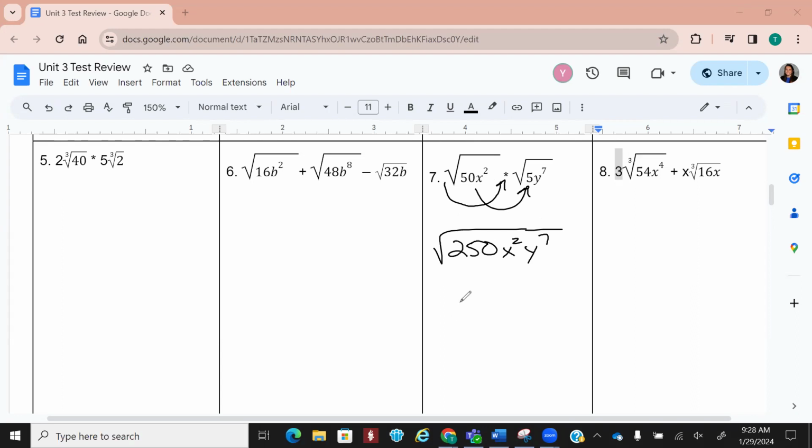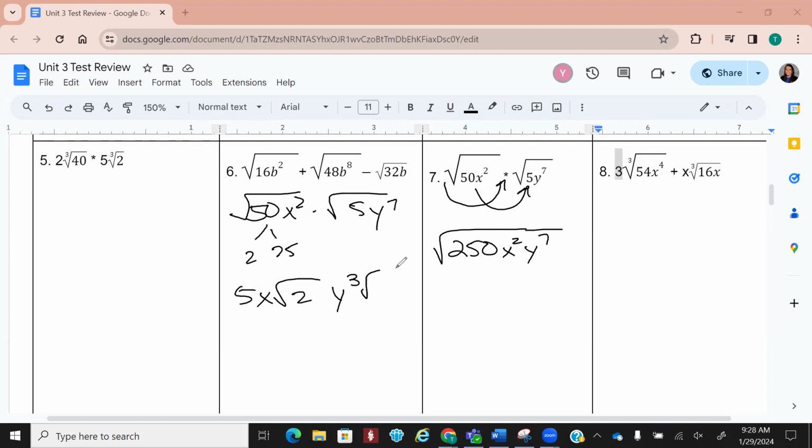Now, if you simplified first, that's okay. So if you did this, if you were like 50x squared times 5y to the 7th. If you broke this down, then you would have gotten 5x square root of 2, and then you would have gotten y to the 3rd square root of 5y. And then you multiplied it. That's okay. We're still not done with this one, though.